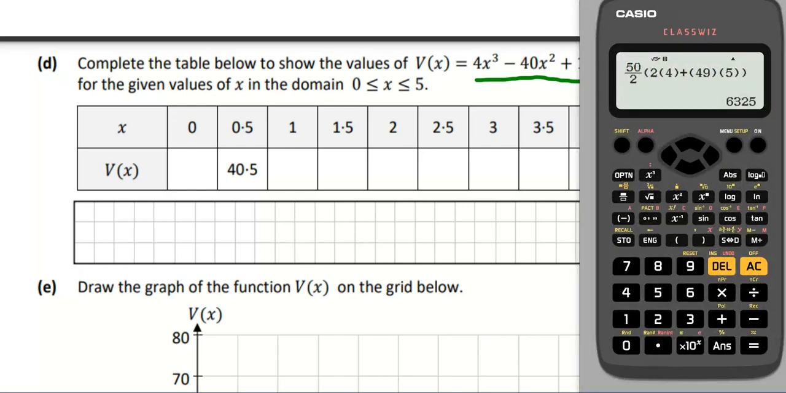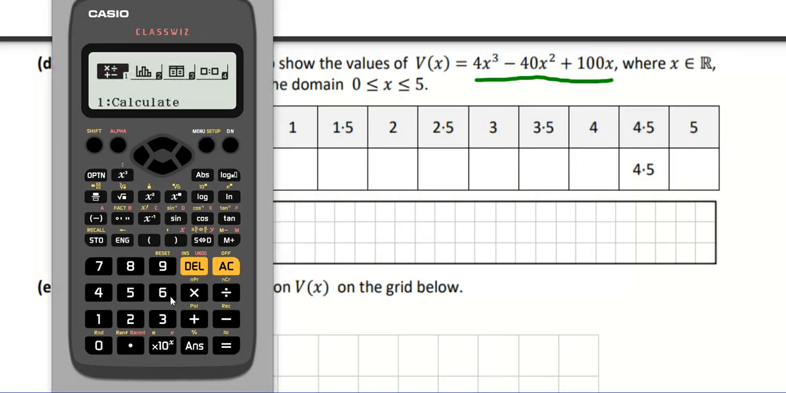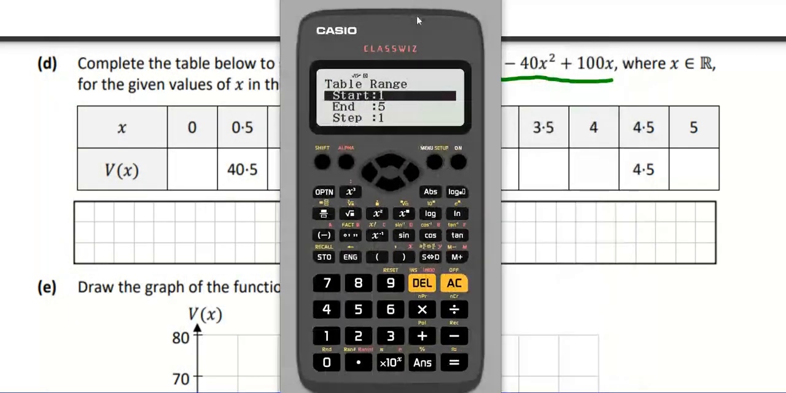So what we can do is go to our table function in our calculator. We go mode setup, and we do 4x cubed minus 40x squared plus 100x. Now notice the 0.5. See the way it goes 2 to 2.5 to 3? So what we're going to do here is start at 0 and go up to 5 with a step of 0.5.